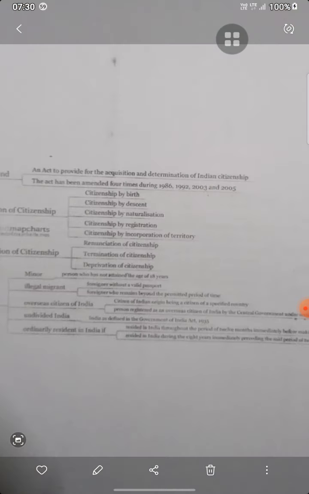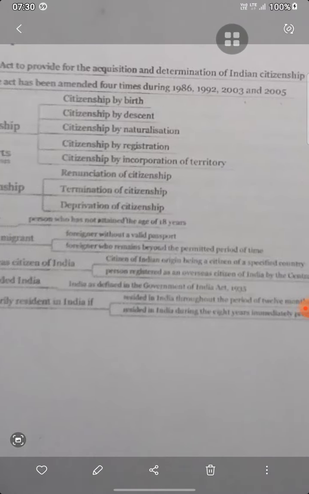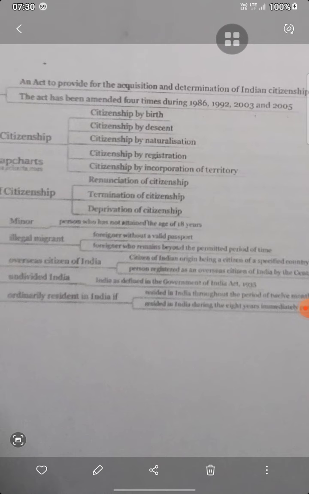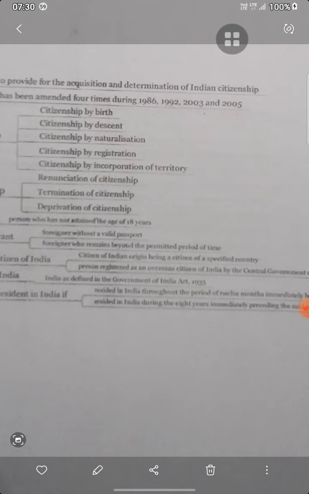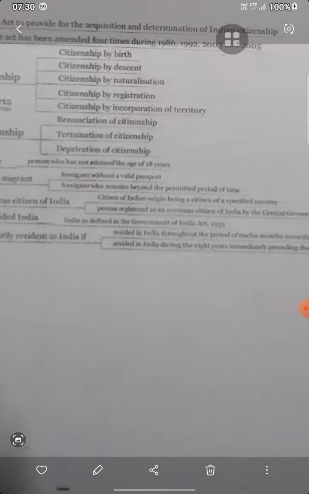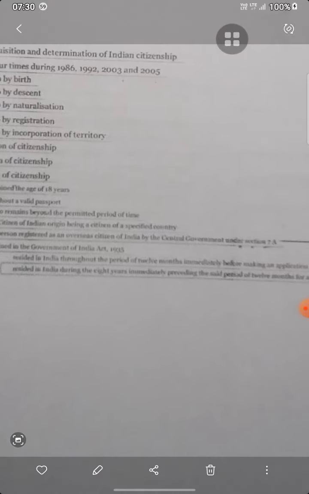Next one is Article 1935. Citizenship is acquired by birth, by descent, by naturalization, by registration, by incorporation of territory, and lost by termination, renunciation and deprivation. A minor is a foreigner without a valid passport, below the age of 18. A foreigner is one who remains beyond the permitted period of time. An Overseas Citizen of India is a citizen of a specified country, and ordinary residents of India are defined under the 1935 Government of India Act, given here.